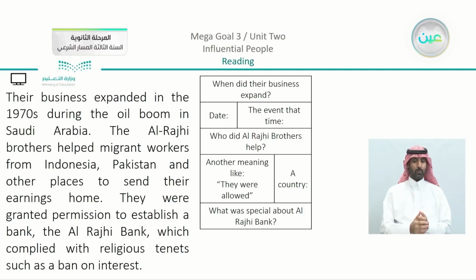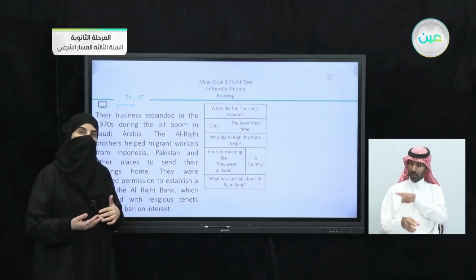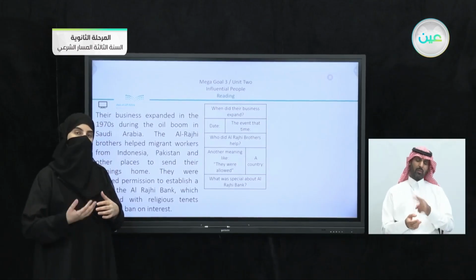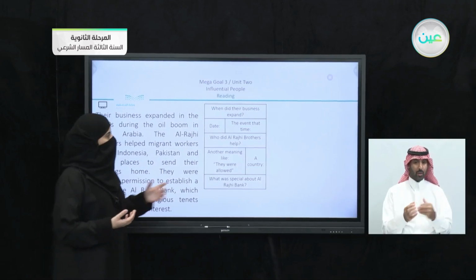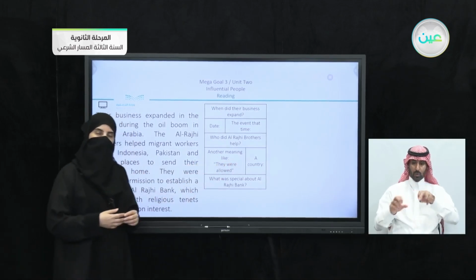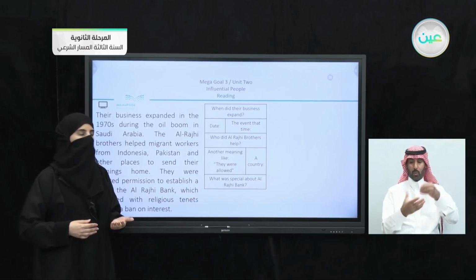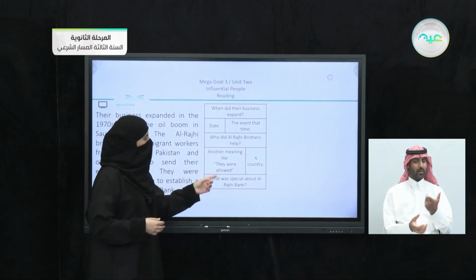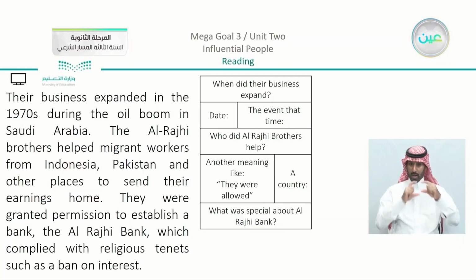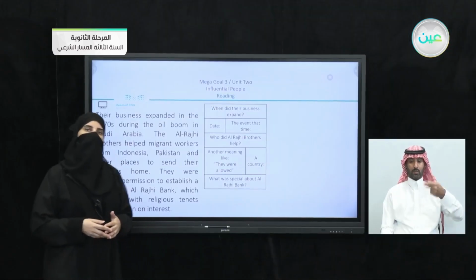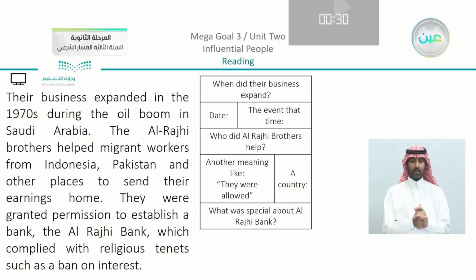Now we have after that the question, who did Rajhi brothers help? They helped someone. Who did they help? We have here another meaning, like they were allowed. So they were allowed. I want another meaning, I want a synonym for it. I would like you also to look for a country. So actually you have more than one country. And we have here what was special about Rajhi Bank. So we know that there is a Rajhi Bank. What was so special about it? So we have here also the timer. We're going to start.